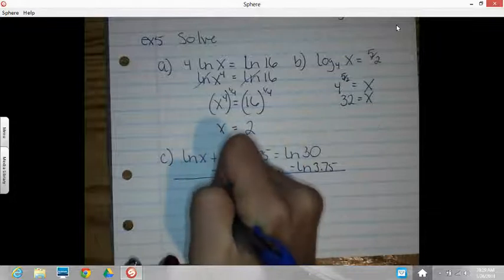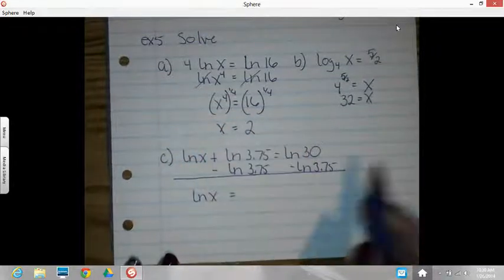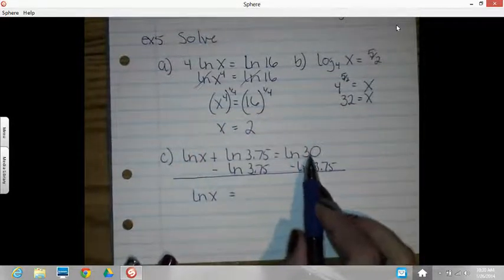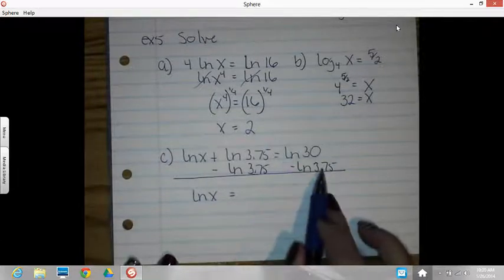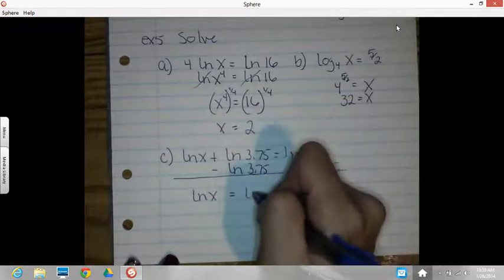Now I'm going to combine these because I've got the natural log of something minus the natural log of something. I know that those combine into a quotient. So it's the natural log of 30 divided by 3.75.